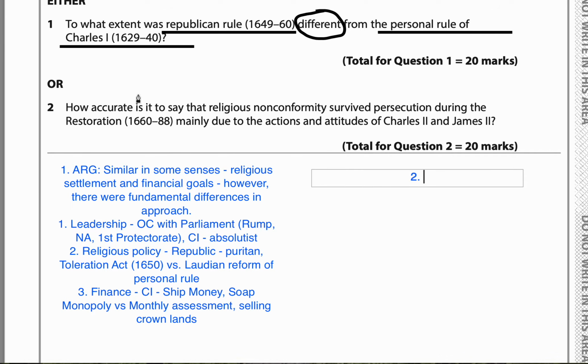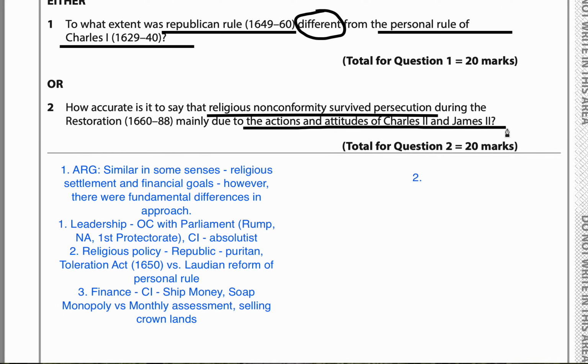Okay, so I'm going to move on to the second question now, and the question is, how accurate is it to say that religious nonconformity survived persecution during the Restoration, 1660 to 88, so from the Restoration to the Glorious Revolution, mainly due to the actions and attitudes of Charles II and James II? Okay, so religious nonconformity, that's what we're talking about. Surviving persecution. So why did religious nonconformity survive 1660 to 88? And it's giving you a factor, the actions and attitudes of Charles II and James II.